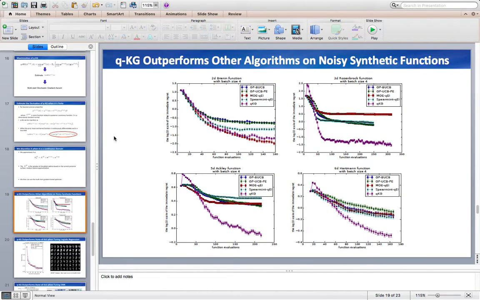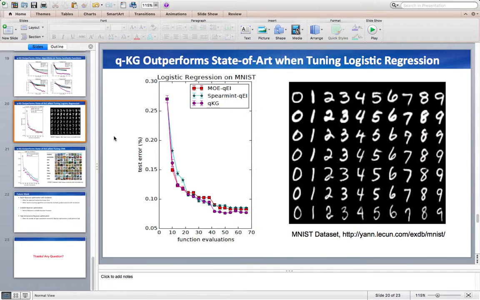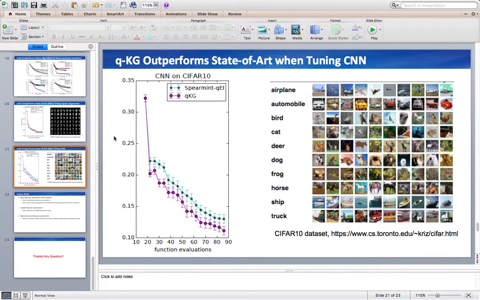Our algorithm outperforms all the other Batch Bayesian optimization algorithms on noisy synthetic functions. It also outperforms the state of the art when tuning logistic regression to classify handwritten digits, and when tuning convolutional neural nets to classify images. It especially outperforms the state-of-the-art Bayesian optimization algorithm in experiment.